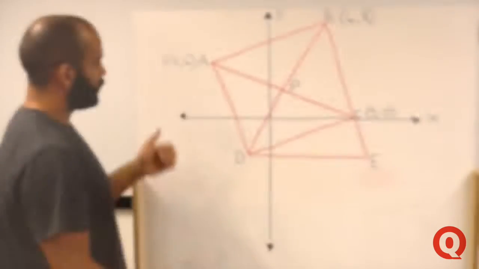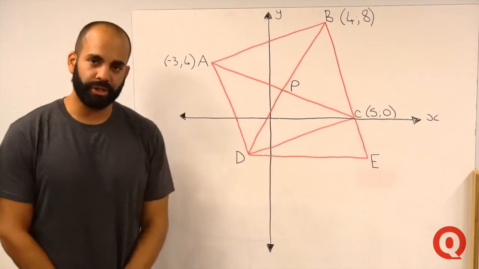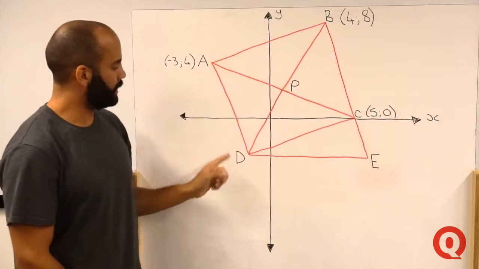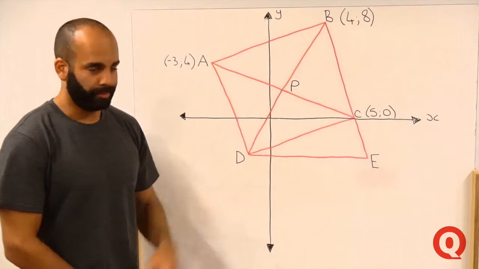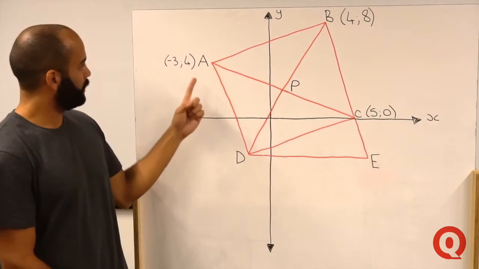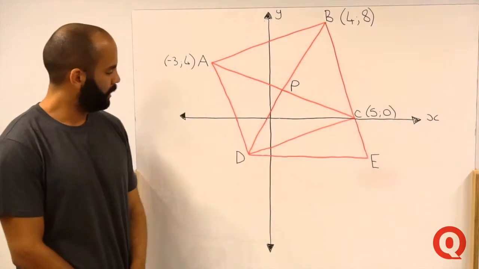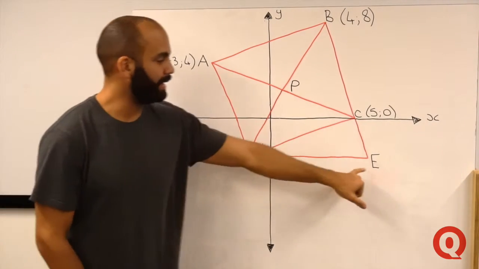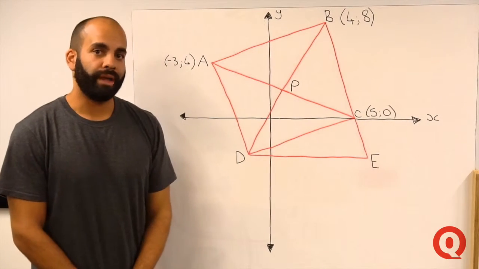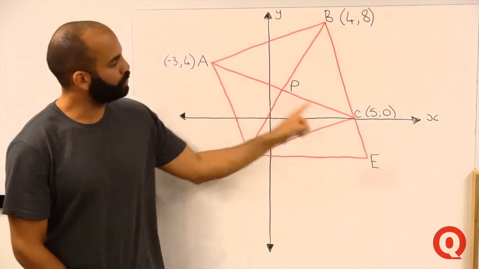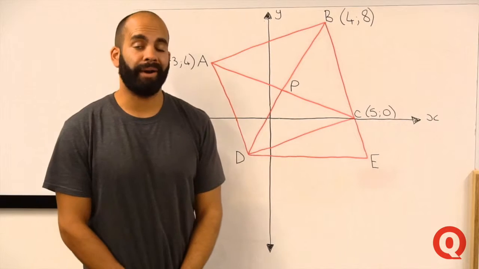Let's get started. The example we're starting off with today is a simple parallelogram. In the question, they would have said that A, B, C, and D are 4 vertices which make up a parallelogram. You can see that the coordinates of A, B, and C have been given, but the coordinates for D and E have not. And P, they've also told you, is the intersection point between the two diagonals of this 4-vertex parallelogram.